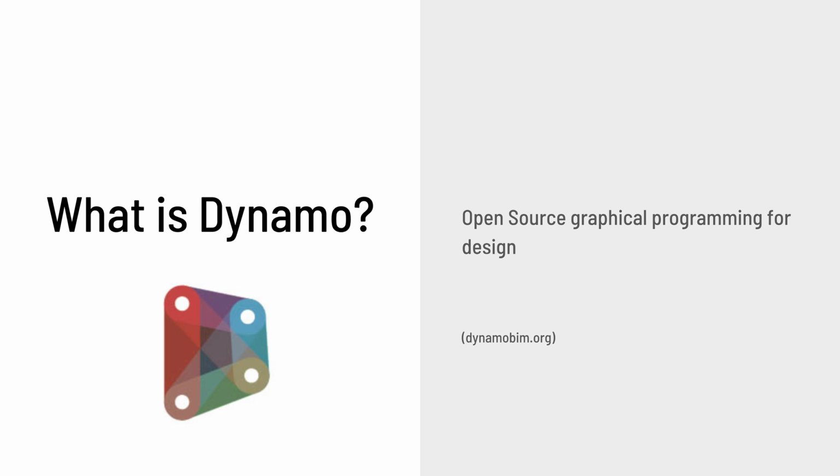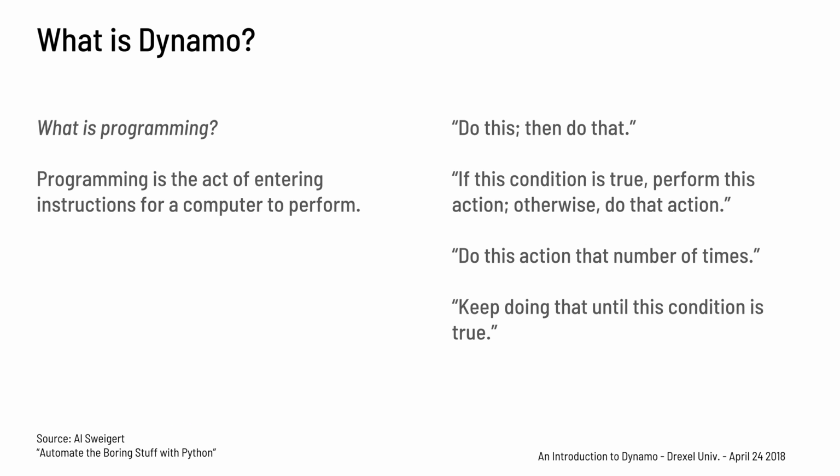Okay. So what is Dynamo? Dynamo is an open source graphical programming tool for design. Okay? What does that mean? So to step back a little bit, let's just talk about what is programming. Programming is just the act of entering instructions for a computer to perform. If we were to do that in plain English, it would be like, do this, then do that. Do this action that number of times. You have to be really specific with computers. Computers are actually really dumb, and they do very simple actions, but they can do them super fast.